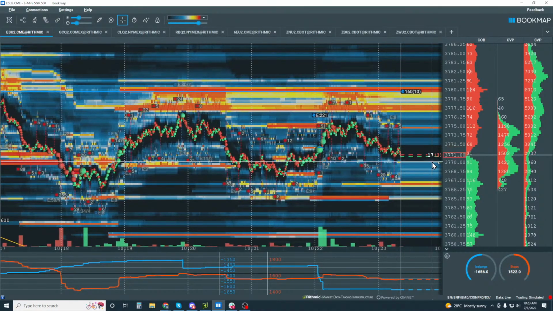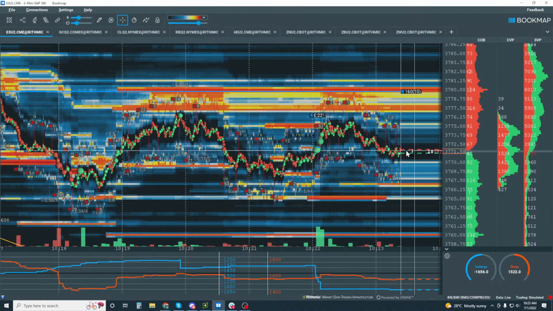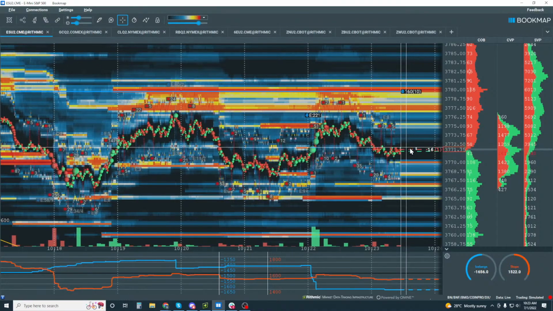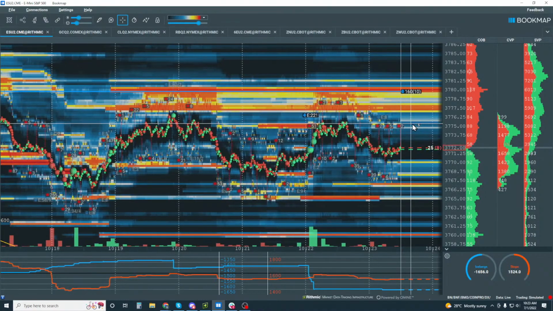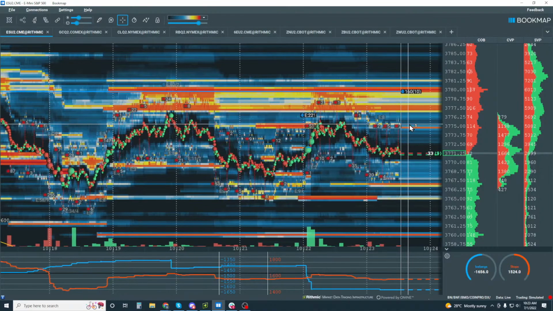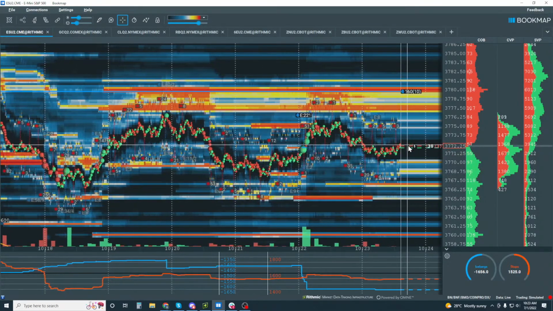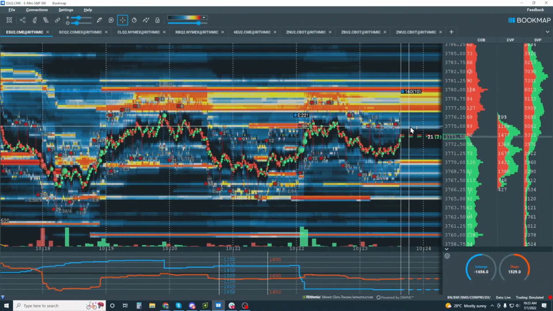Here we go. Here's a little bit of support. Do we find buyers here at 72? If we do, we should likely come up and retest this swing here, 75. Here's our support. Looking for our buyers, and let's see the move to 75.